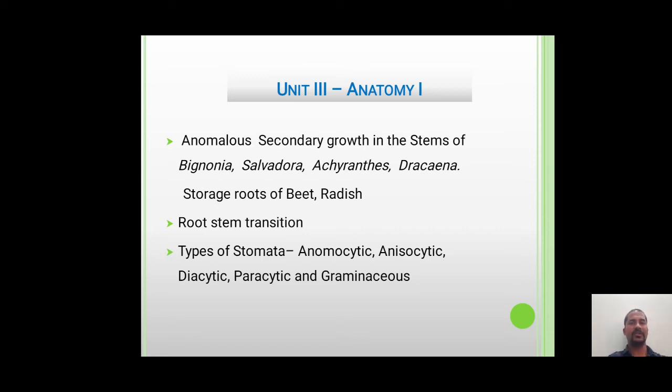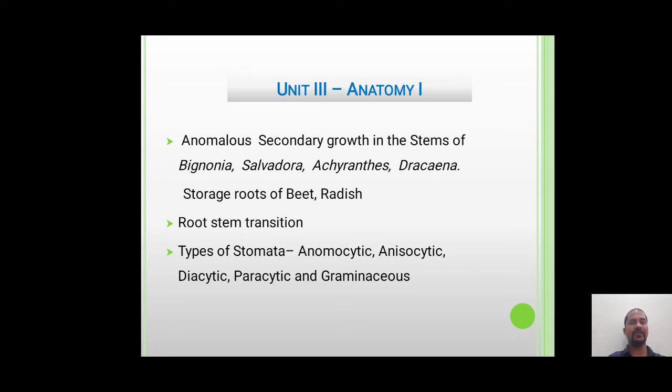Then the second topic will be the root stem transition. This is a very interesting topic. Here we are going to see what internal structural changes occur in the root and stem. That is, there is a particular transition zone where these changes take place, that is in root and stem transition.